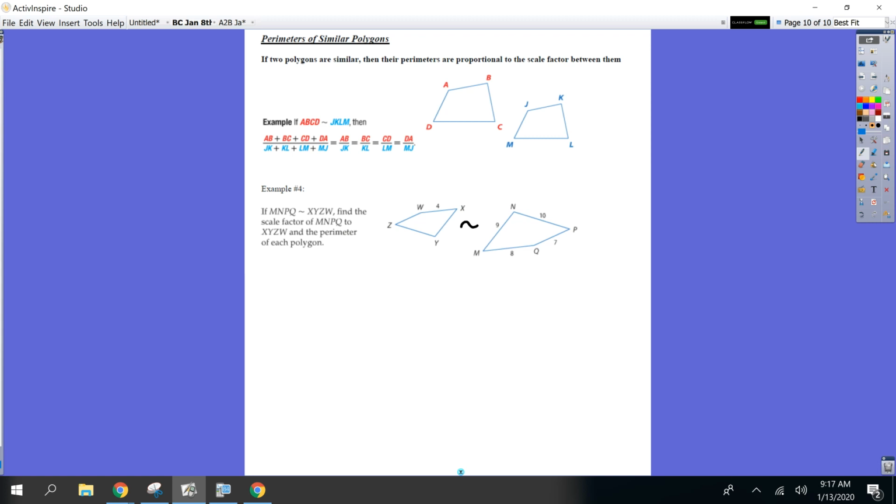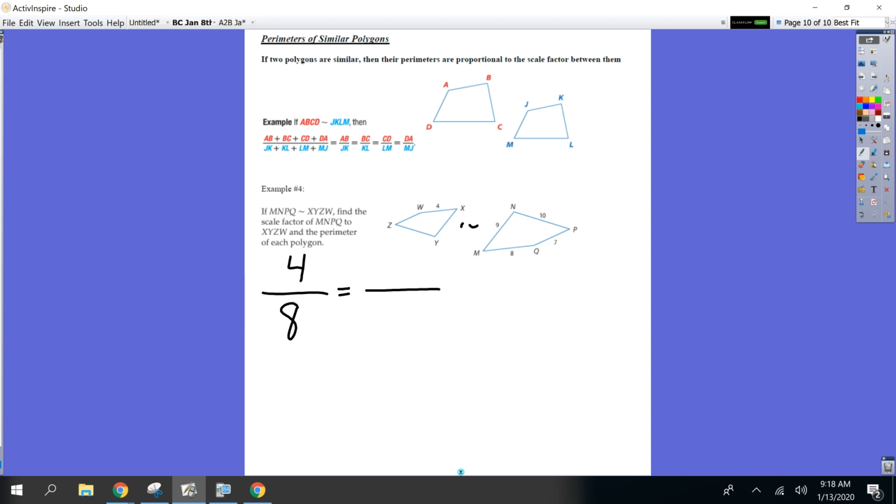What does WX match up with in the big one? Use your statement if you don't know. What does WX match up with? MQ, everyone agree? WX and MQ. All right, so 4 matches up with 8. Everyone agree? The perimeters are in that same ratio, 4 to 8, 1/2. So whatever ratio the sides are in, the perimeters are in the same ratio.